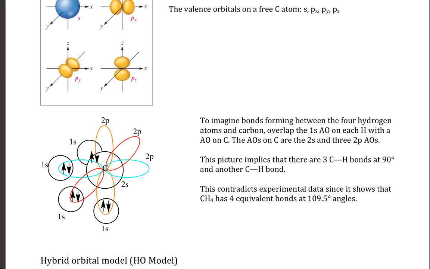So now what we do is we bring in the 1s atomic orbitals. We bring in 4 of them because we have 4 hydrogens. The carbon has 4 electrons. Each hydrogen has 1.